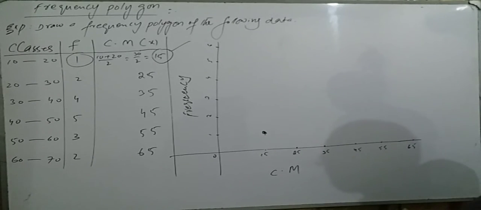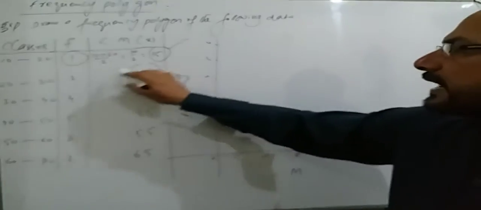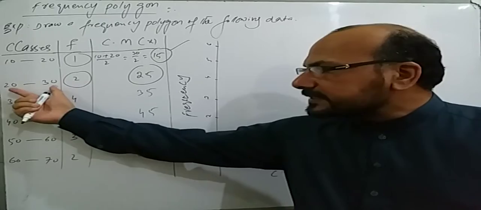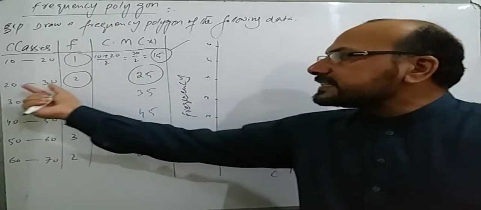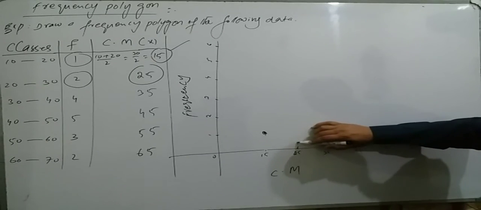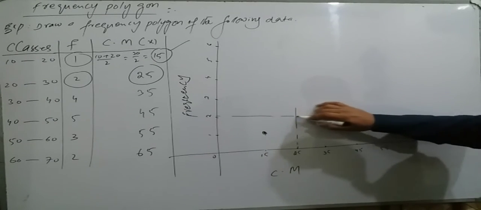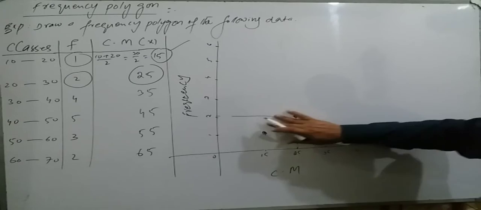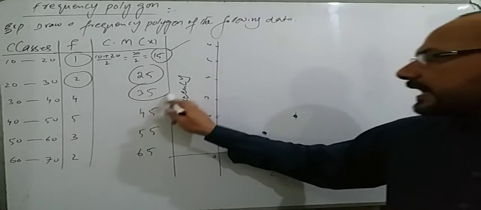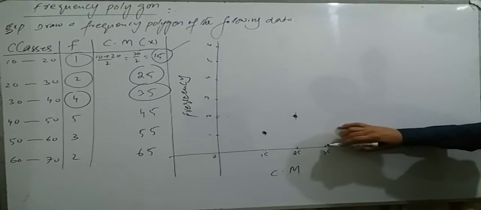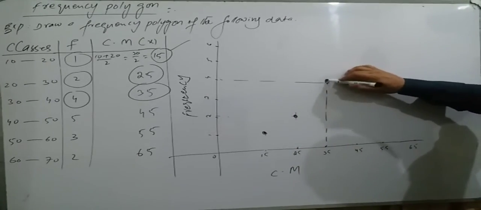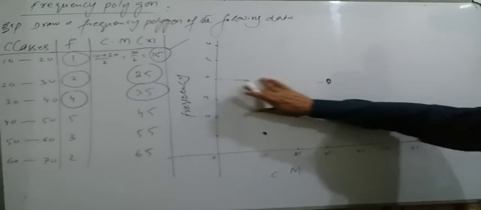Then the second one, 25 having frequency 2. 2 is the frequency of the second class and 25 is the mid value of the second class. So by the combination of these two, you will get another point. After that, 35 having frequency 4. So this will be the next point.